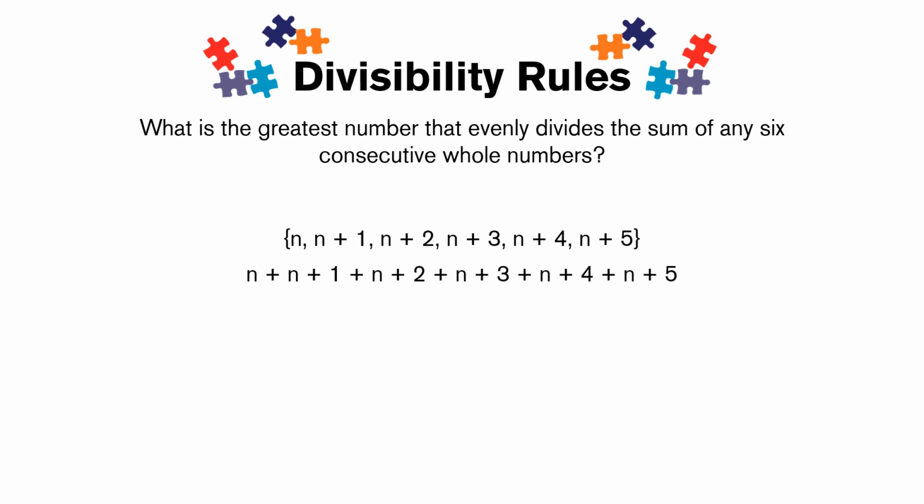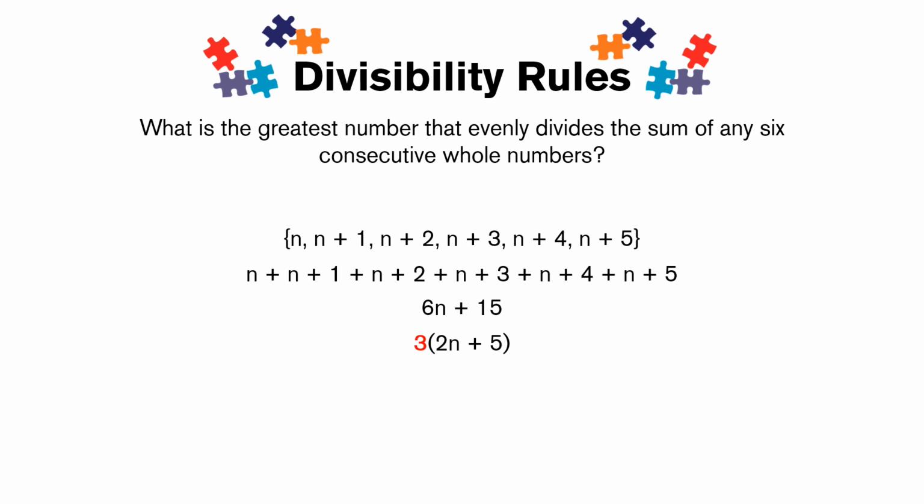If we then sum them up as the problem asks, combine our like terms, we get 6n plus 15, which we notice is divisible by 3. So we have now proved that any set of 6 consecutive whole numbers is divisible by 3. Do we know that this is the greatest number, though? We can quickly prove that just by coming up with a test case.